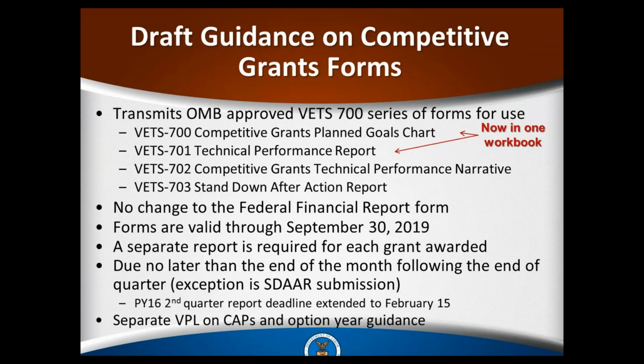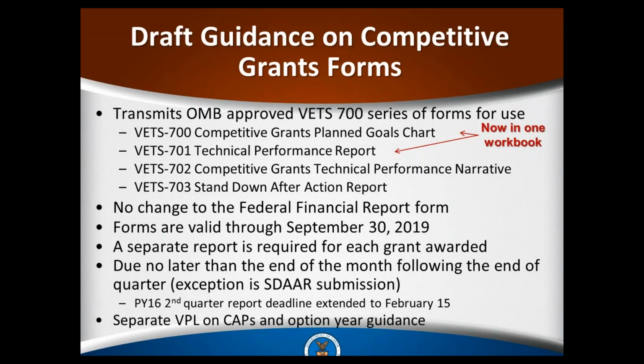In the draft VPL, the VPL actually is nothing more than formally transmitting an already approved reporting requirement. As mentioned before, it's got 4 types of forms that are in there. 2 of them are actually located in the same workbook. 700 and 701 are located in the TPR workbook. 702, the TPN, is a standalone, and the 703 is a standalone too.